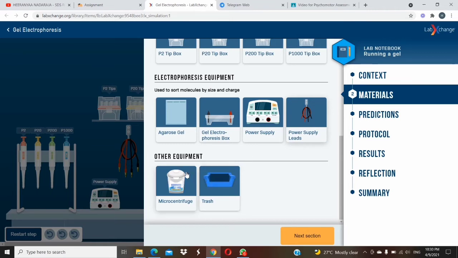Furthermore, here we have some other equipment such as the microcentrifuge, a motor-driven centrifuge that spins the sample at a high speed to collect the liquid at the bottom of the tube for easy transfer. And then here we have the trash, also known as a biohazardous box, for us to eject the tip of the micropipette after use.